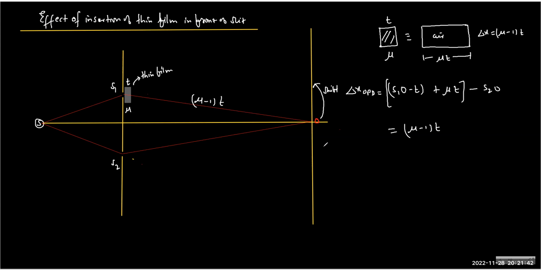The central brightness will shift. So when you put the film on the upper slit, the fringe pattern will shift upward. For the lower slit, downward. And for both slits, the tug of war. Yes, sir. Okay. Now, if you want to write in general, I'll just show you the general way of writing, because that is always required. One should always know how to write it.